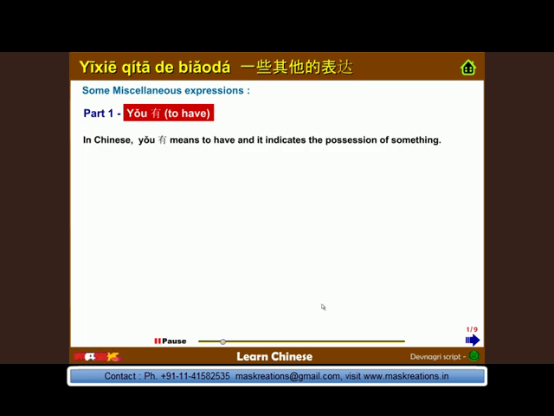In Chinese, Yo means to have and it indicates the possession of something.